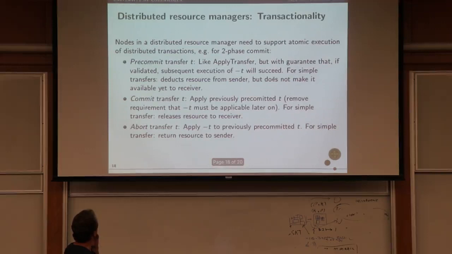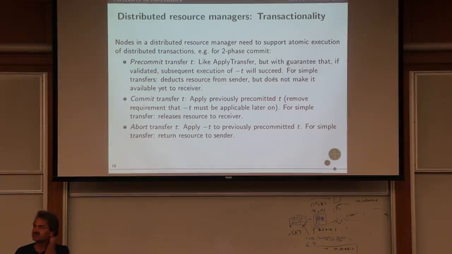Okay, so what does it mean? I won't go much further into this one. I'll use these operations in a little while. So nodes in the distributed resource manager need to support atomic execution of distributed transactions. We've just seen this one. If we do it like this, we need the ability to make sure that all transfer requests get executed or none at all.